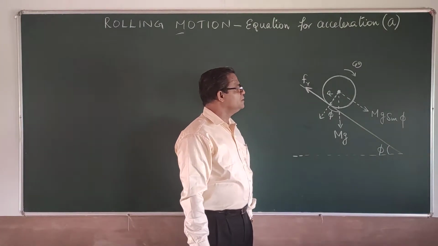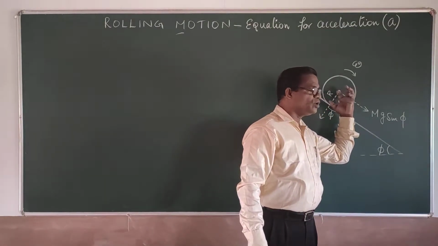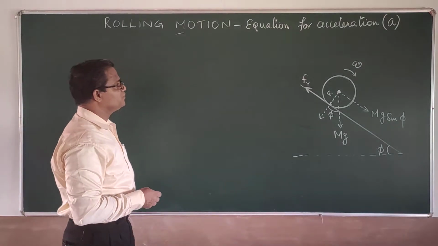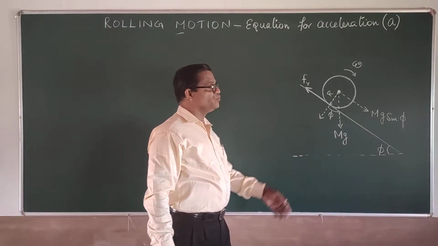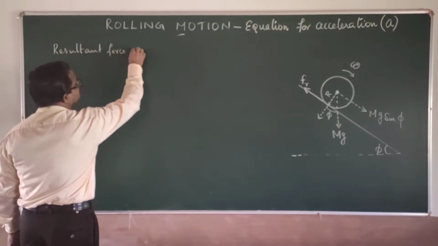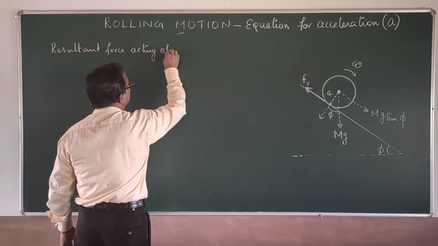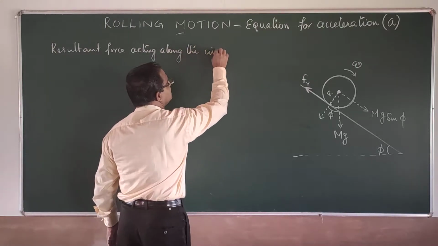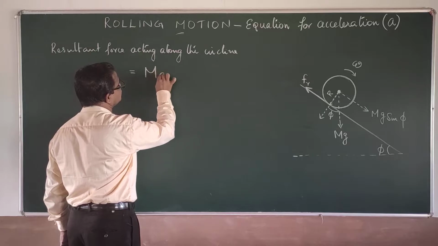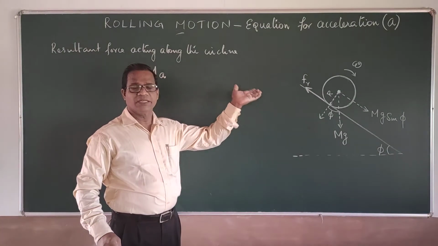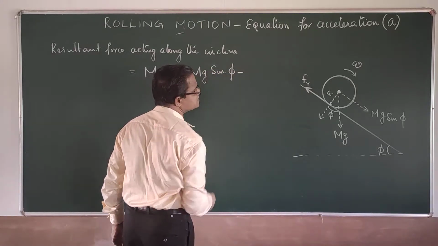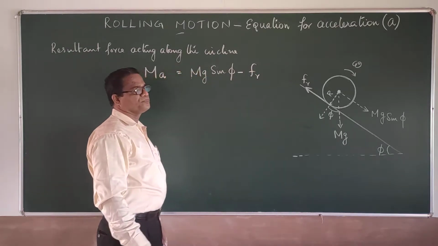Alright. Now, as this mg sin phi is making the body roll down, and the friction supports it without slipping, the resultant force acting downward along the incline will be equal to, let us say, m into a, where a is the resulting acceleration downward, which is equal to mg sin phi minus Fr, the force of friction.